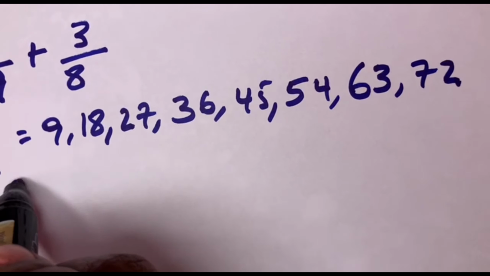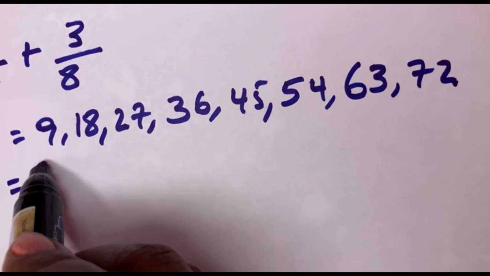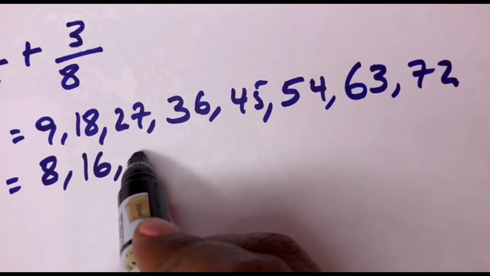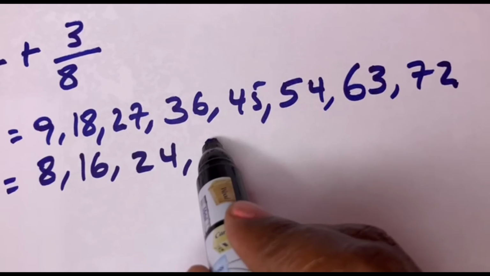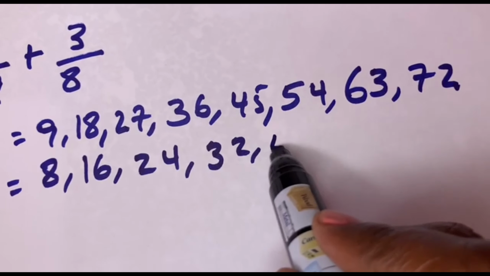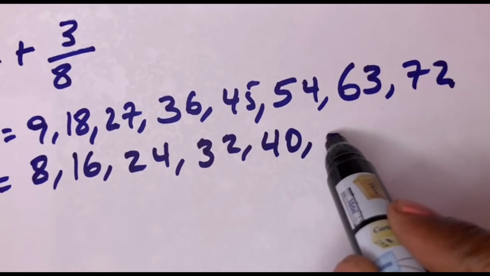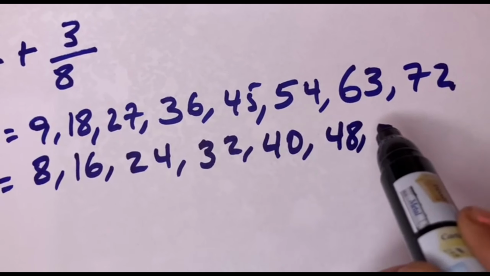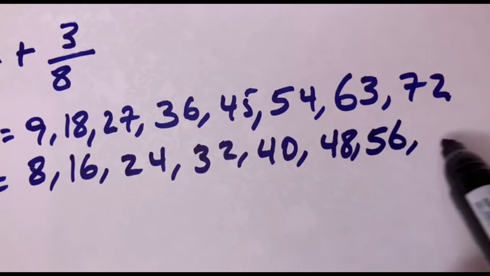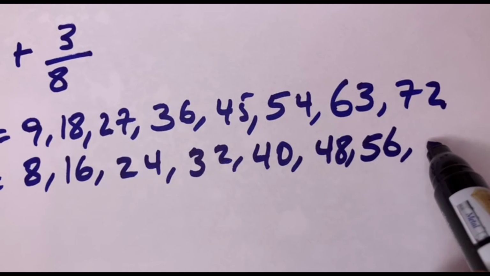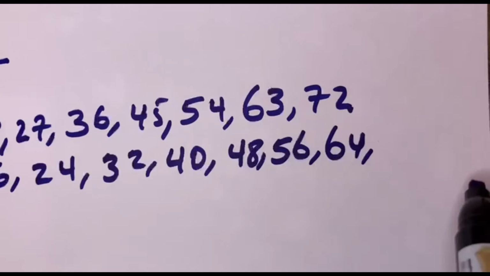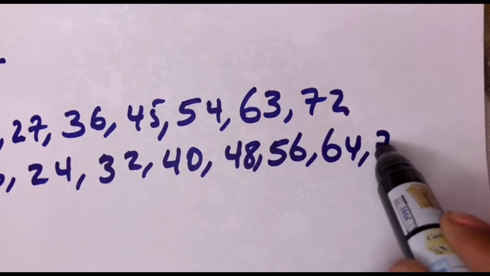And let's do it for 8. 8 times 1 is 8. 8 times 2 is 16. 8 times 3 is 24. 8 times 4 is 32. 8 times 5 is 40. 8 times 6 is 48. 8 times 7 is 56. And 8 times 8 is 64. 8 times 9 will be 72.